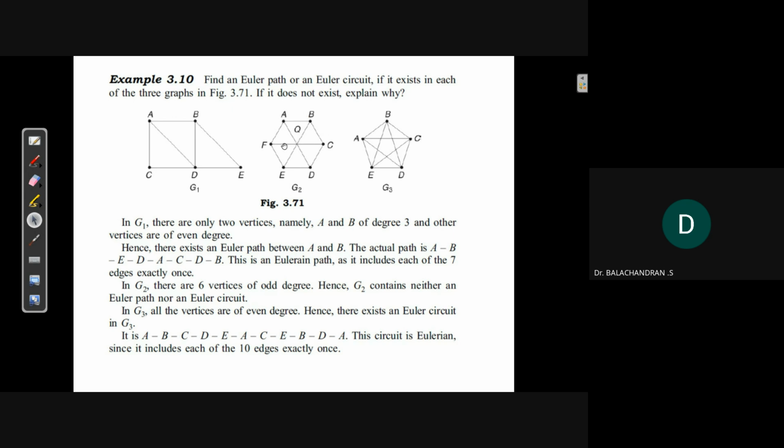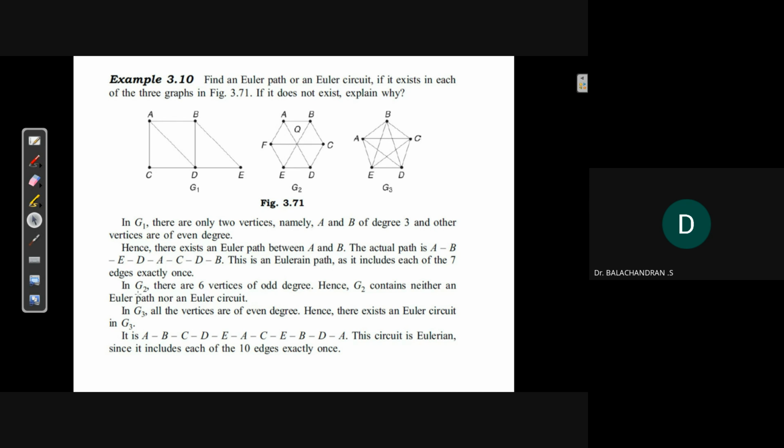Okay, 1, 2, 3, 4, 5, 6. There are 6 vertices of odd degree. Okay, 3, 3, 3, 3, 3, 3. So this should not contain an Eulerian circuit, because an Eulerian circuit means the graph should contain all the vertices of even degree. So that's why this does not contain an Eulerian circuit. When will it contain an Eulerian path? If the graph has exactly 2 vertices of odd degree, then only it contains an Eulerian path. Hence this graph does not contain both an Eulerian circuit and an Eulerian path.